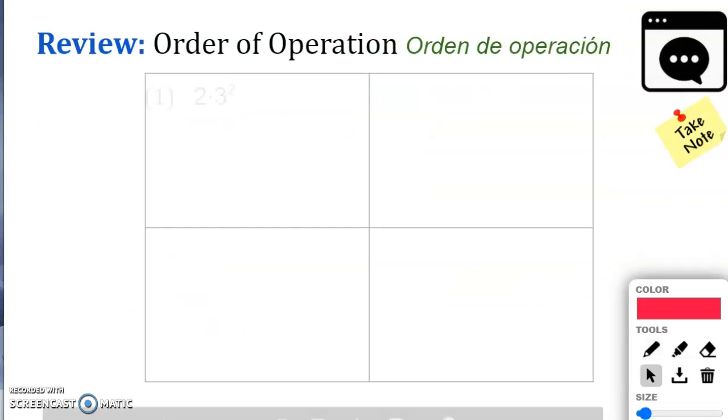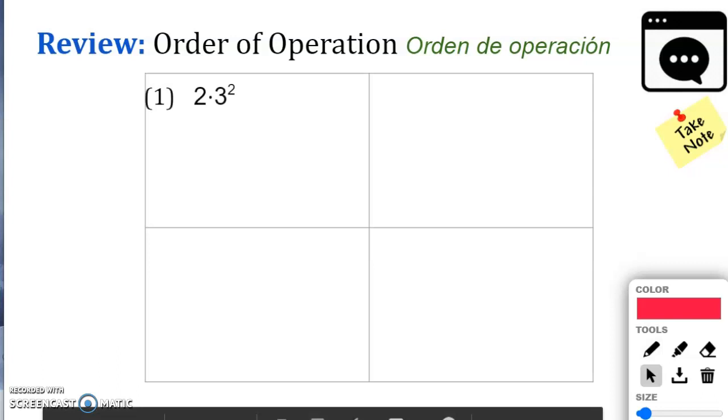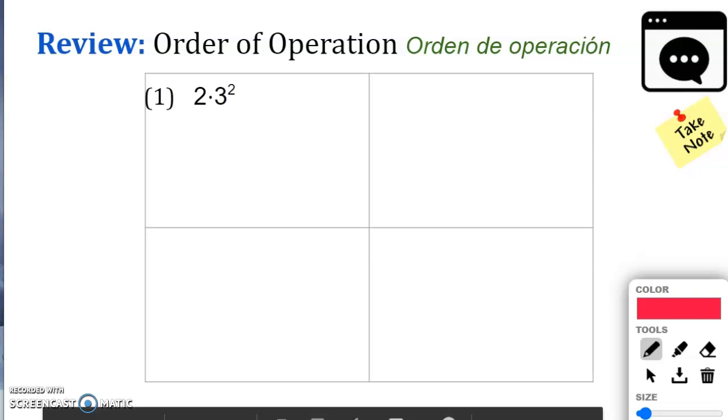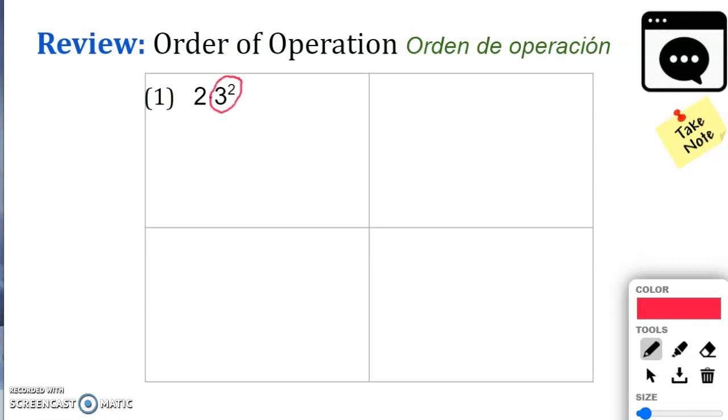Alright, so we're going to use the order of operations to evaluate. When you have 2 multiplied by 3 squared, which one should we evaluate first? Do we do 2 times 3 first, or do we raise 3 to the power of 2? Do we do exponents first or multiplication first? We need to do the exponents first. So we're going to do 3 squared, and then multiply by 2. 3 squared is 9. And then multiplying by 2, that's going to be 18.